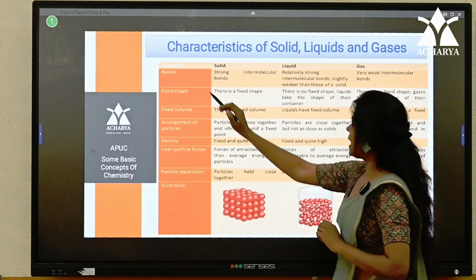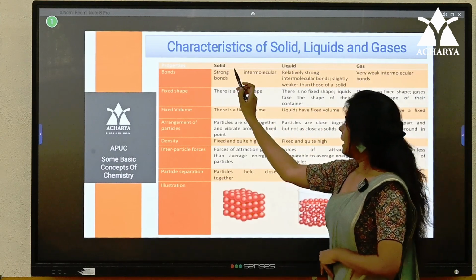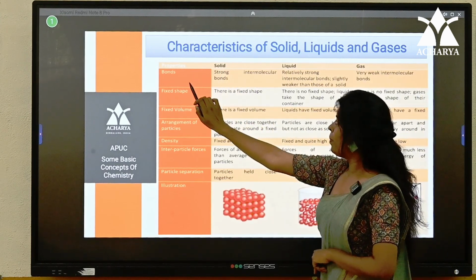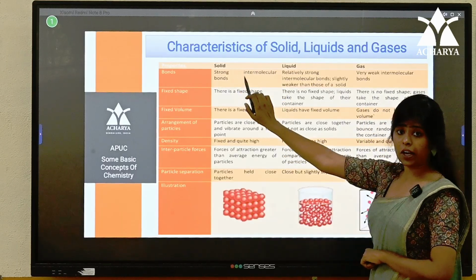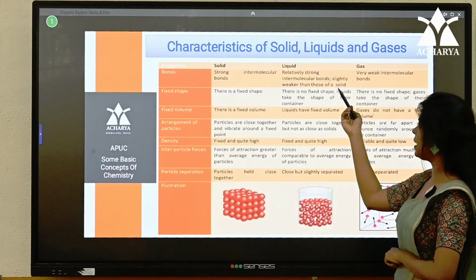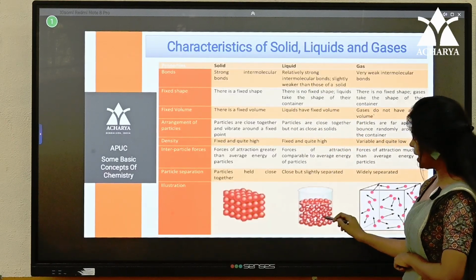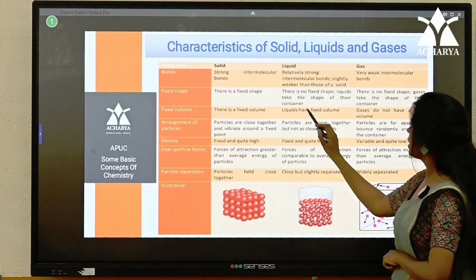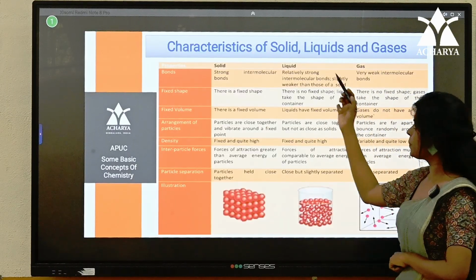Now, if we understand the characteristics of solids, liquids and gases, in case of solids, bonds are very strong. You can see very strong intermolecular bonds. In case of liquids, relatively strong intermolecular bonds, slightly weaker than those of solids. You can observe in this diagram. Again, in case of gas, very weak intermolecular bonds.